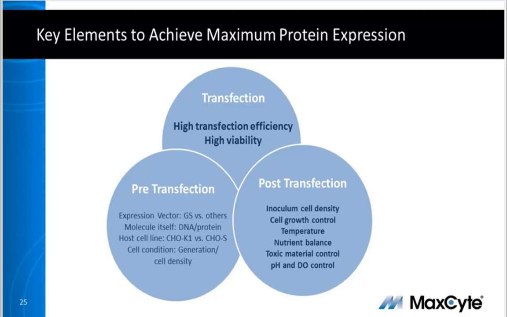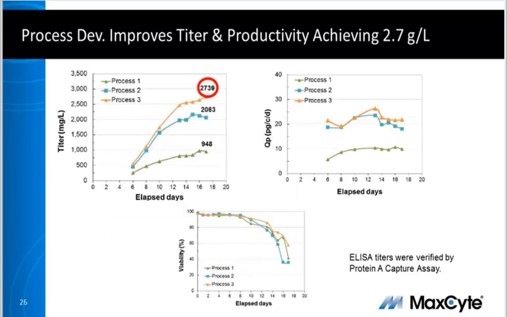Prior to transfection, choosing the right host cell line, maintaining healthy cells, and selection of the right expression vector will influence production levels. After transfection, efforts to monitor metabolites, waste products, dissolved oxygen levels, and pH while maintaining nutrient balance will further enhance titers. These activities fall under the umbrella of process development. In earlier slides, antibody titers of greater than 1 gram per liter were presented for cultures in which post-electroporation culture conditions had not been optimized.